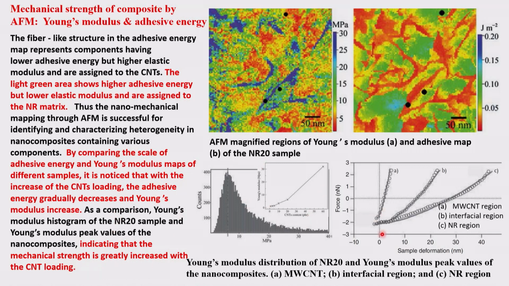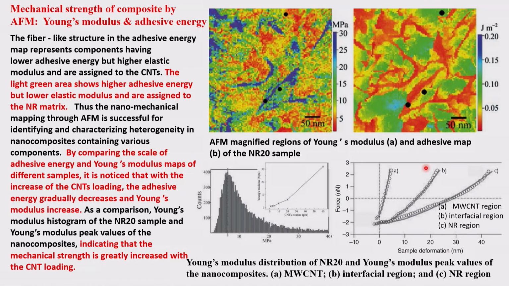Another thing is also shown, the deformations, the deformation and the force, and that force is nothing but the adhesive force. So these are the adhesive forces for the multi-wall carbon nanotube and interfacial region, at the fully multi-wall carbon nanotube region and the interfacial. That means the region between the rubber and the carbon nanotube is what is interfacial. NR is natural rubber. There are 3 regions in the whole sample.